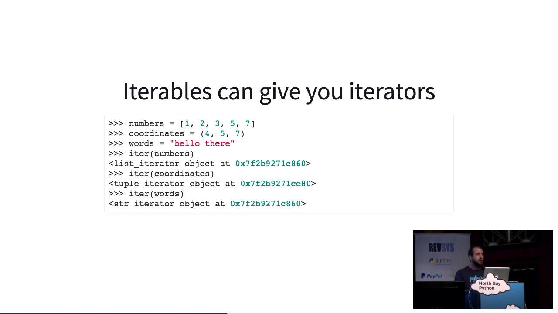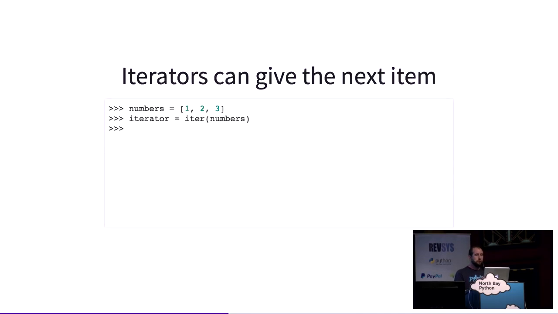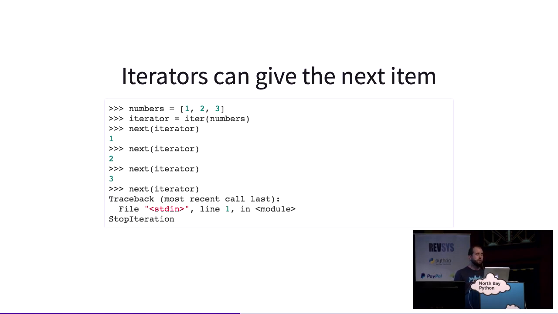Okay, once we've got an iterator, there is only one thing we can do with it: get the next item from it. We can use Python's built-in next function to get the next item from any iterator. And if we ask an iterator for its next item and there are no more items left, you'll get a StopIteration exception. So you can get an iterator from every iterable in Python, and the only thing that you can do with those iterators is to ask them for their next item. And if they don't have a next item, you'll get an exception.